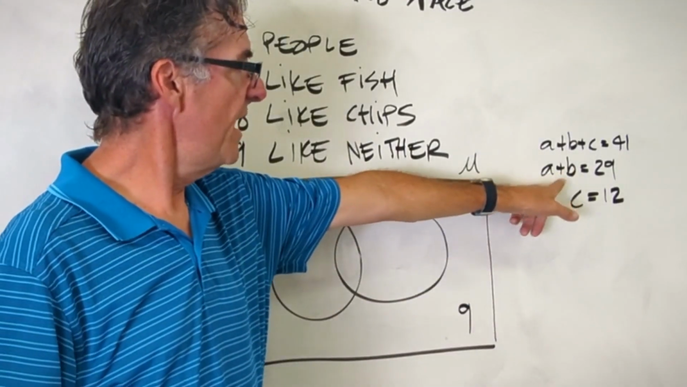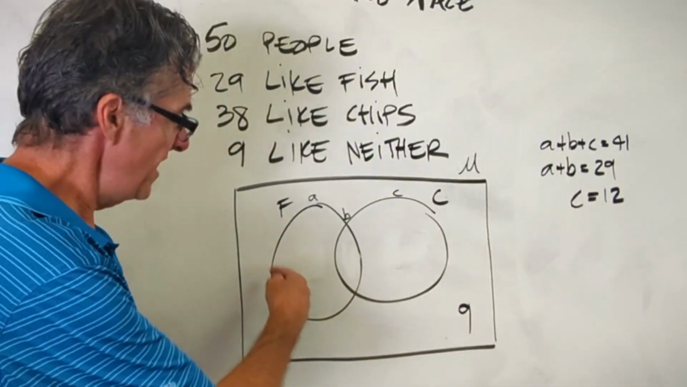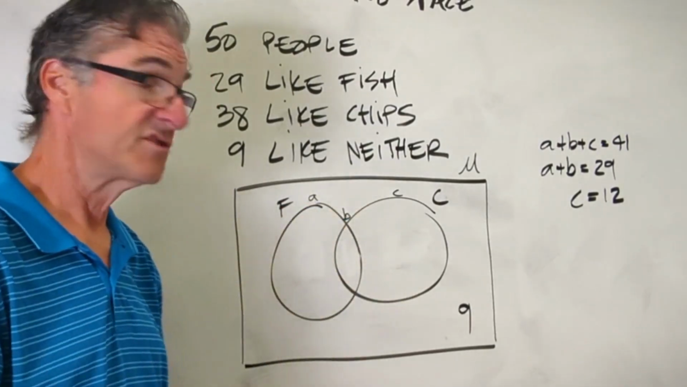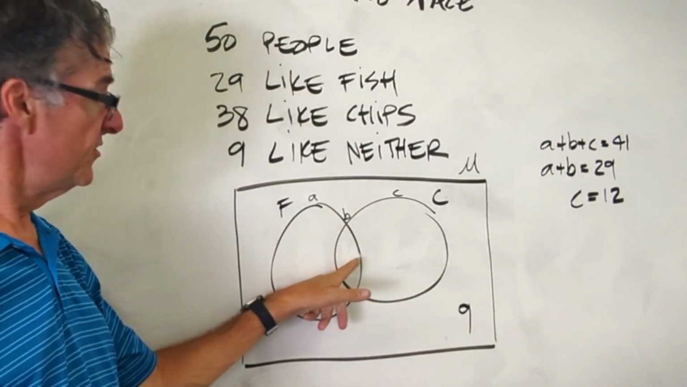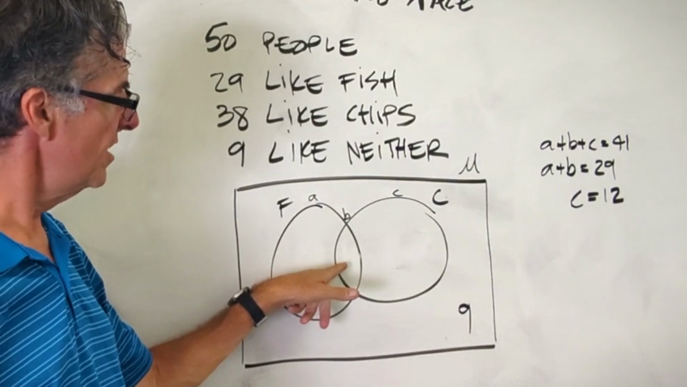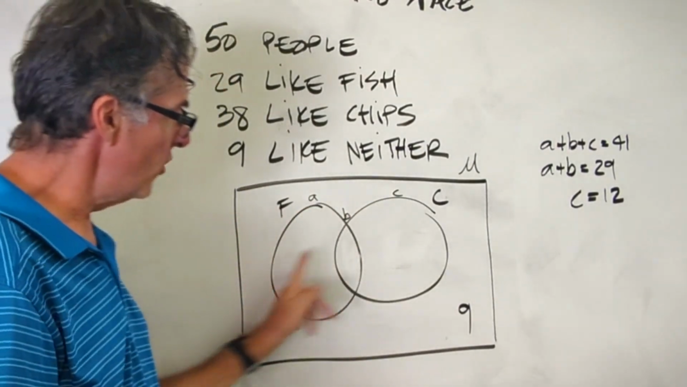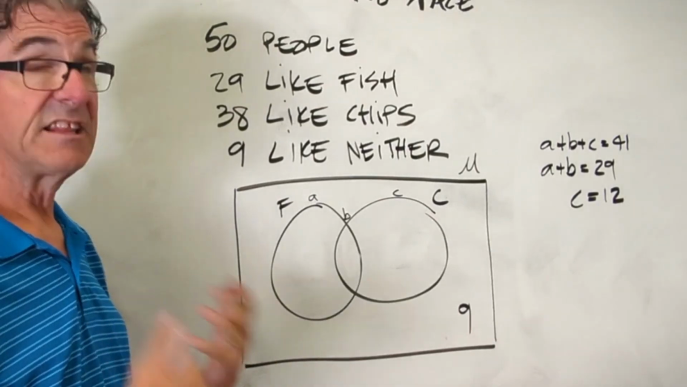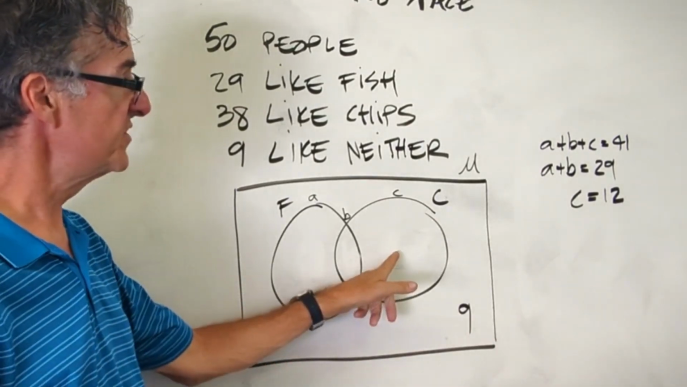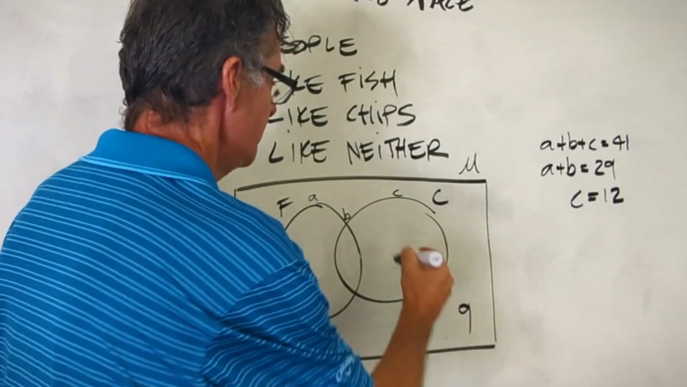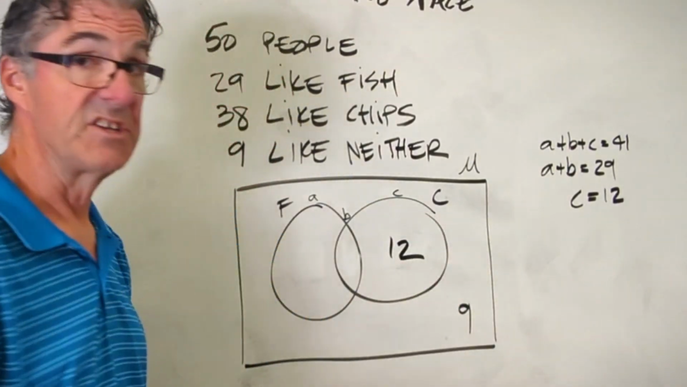So A plus B is 29. That's the total of people that like fish. Some of them like chips also, so we can't yet populate those numbers. But we do know that there's 29 people in this circle. If there's 41 in all three, then that leaves 41 minus 29 for C. So C is 12. So I can populate that with my 12.